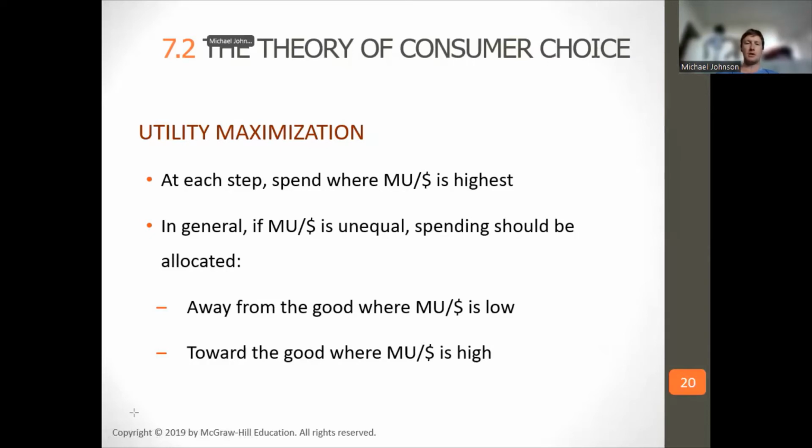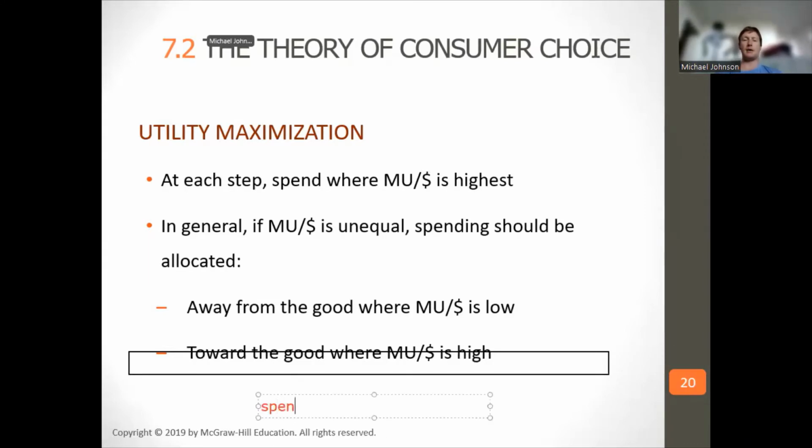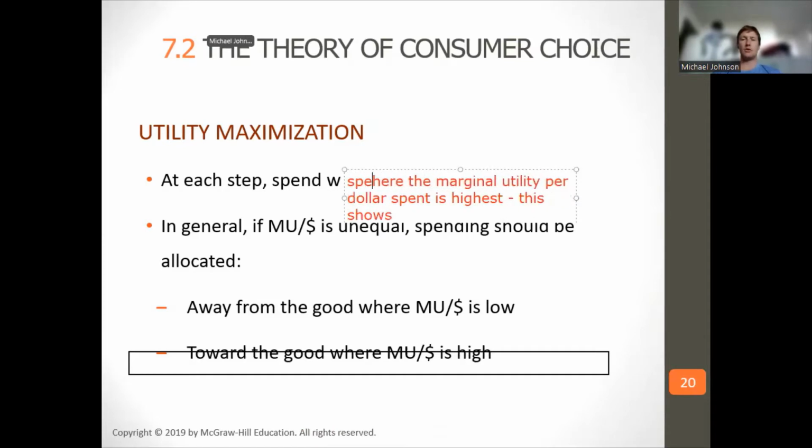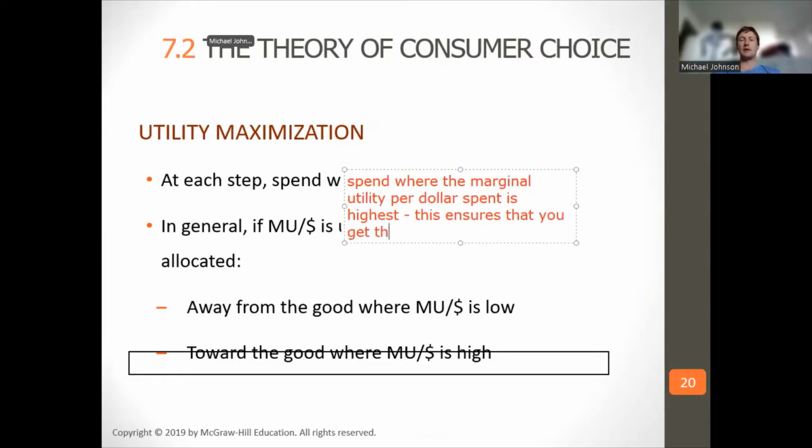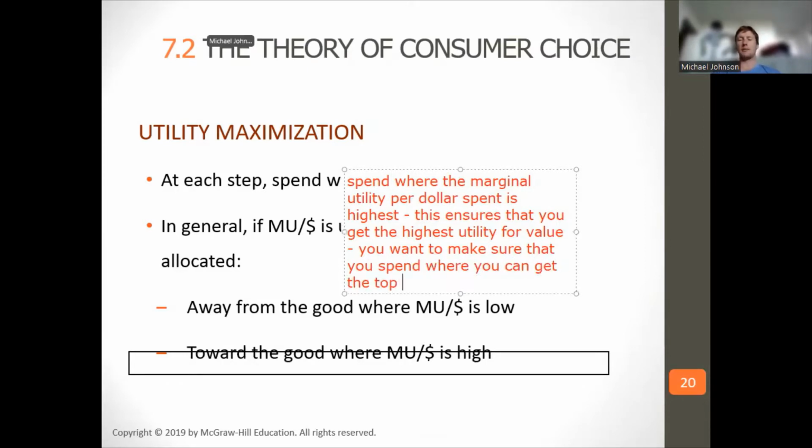So you want to be spending where the marginal utility per dollar spent is highest. This ensures that you get the highest utility or value. So you want to make sure that you spend where you can get the top utility possible. So that's very important.